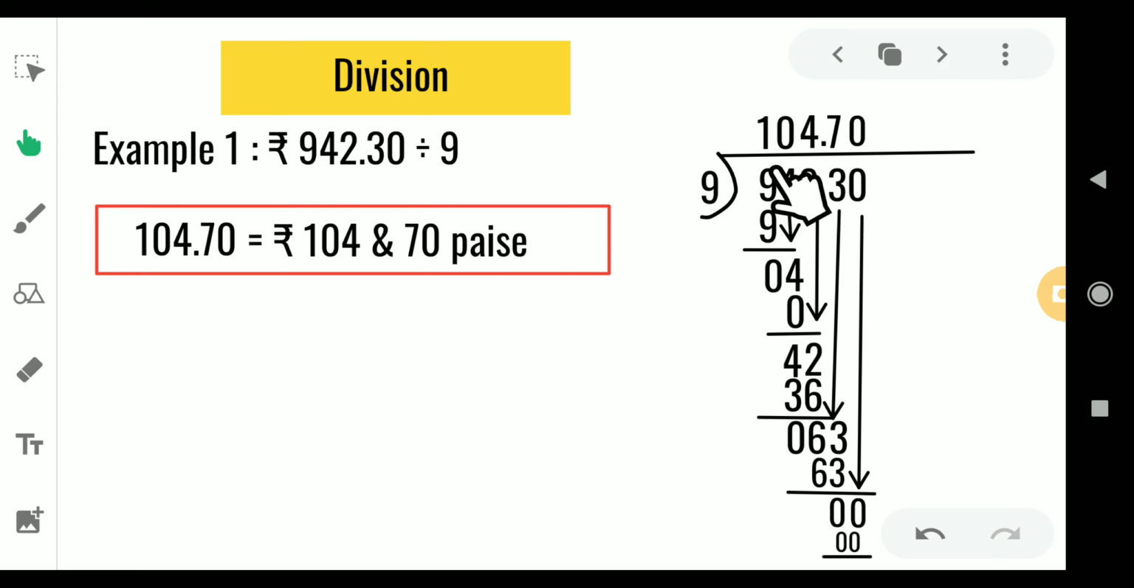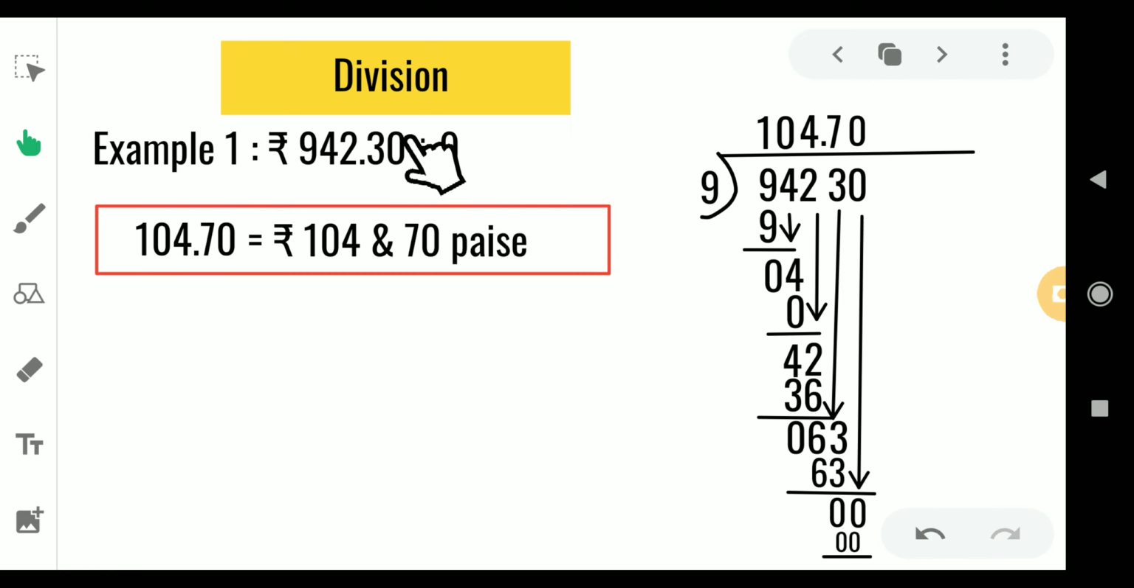So now 9 4s are 36, and when you subtract this 36 from 42, your remainder will be 6, and we take this 3 down and we got the new number as 63. 9 7s are 63. So when you subtract 63 from 63, your remainder will be 0, and finally we take this 0 down, and 9 times 0 will be 0 again, and when you subtract 0 from 0, it will be 0 again, and finally we got the quotient as 10470. But look at the original number.